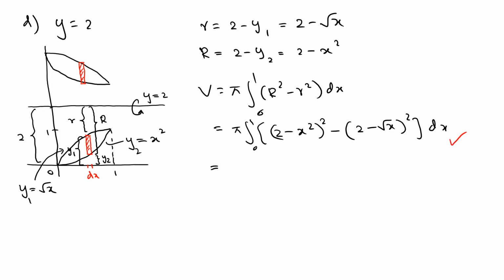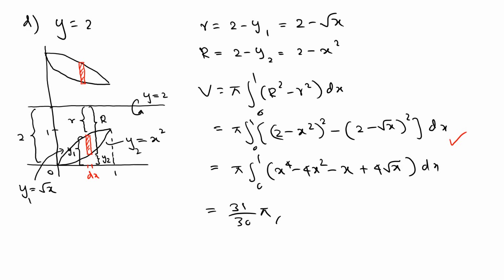So I'm going to skip some of the steps. Once you simplify, you should end up getting x to the fourth minus 4x squared minus x plus 4 square root x, dx. And then once you integrate, you're going to get 31 over 30 pi. See whether you get this as the answer. This is how you handle a problem with different axes.